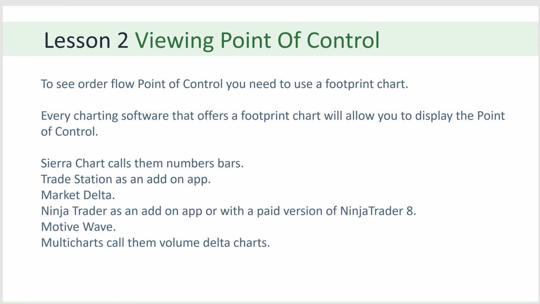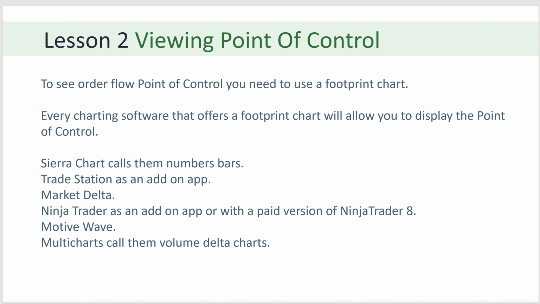Now, to see order flow, you're going to need to use a volume footprint chart. And every charting software that offers a footprint chart should allow you to display the point of control in the bar. Sierra Chart has its numbers bar, which is basically the volume footprint. They just call it the numbers bar.